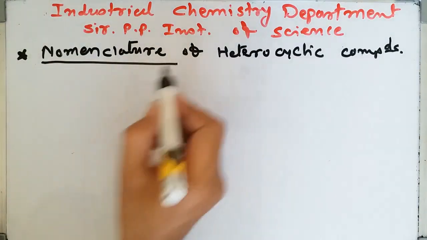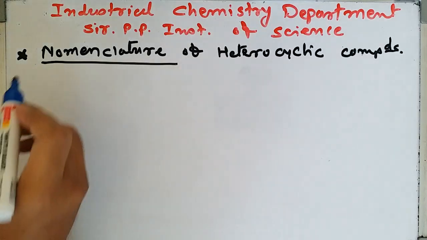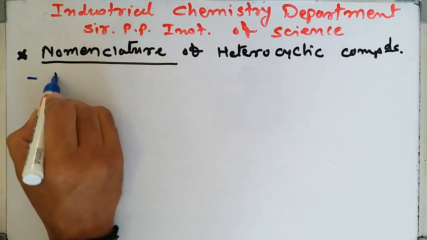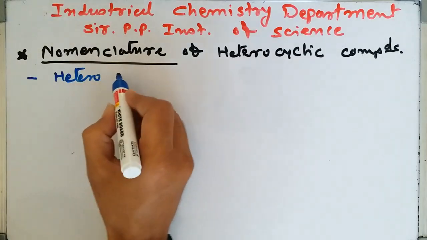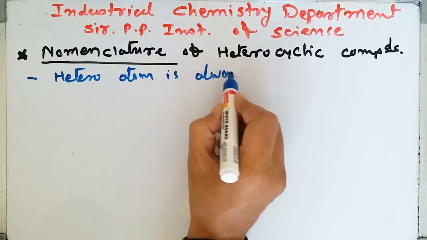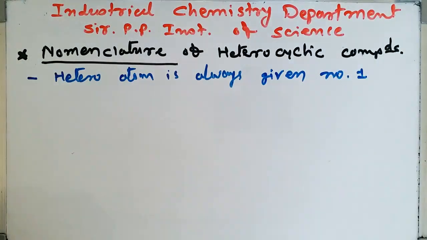Nomenclature of heterocyclic compound. First of all, in the numbering of heterocyclic ring, the heteroatom is always given number 1. I further repeat, in numbering of heterocyclic ring, the heteroatom is always given number 1.